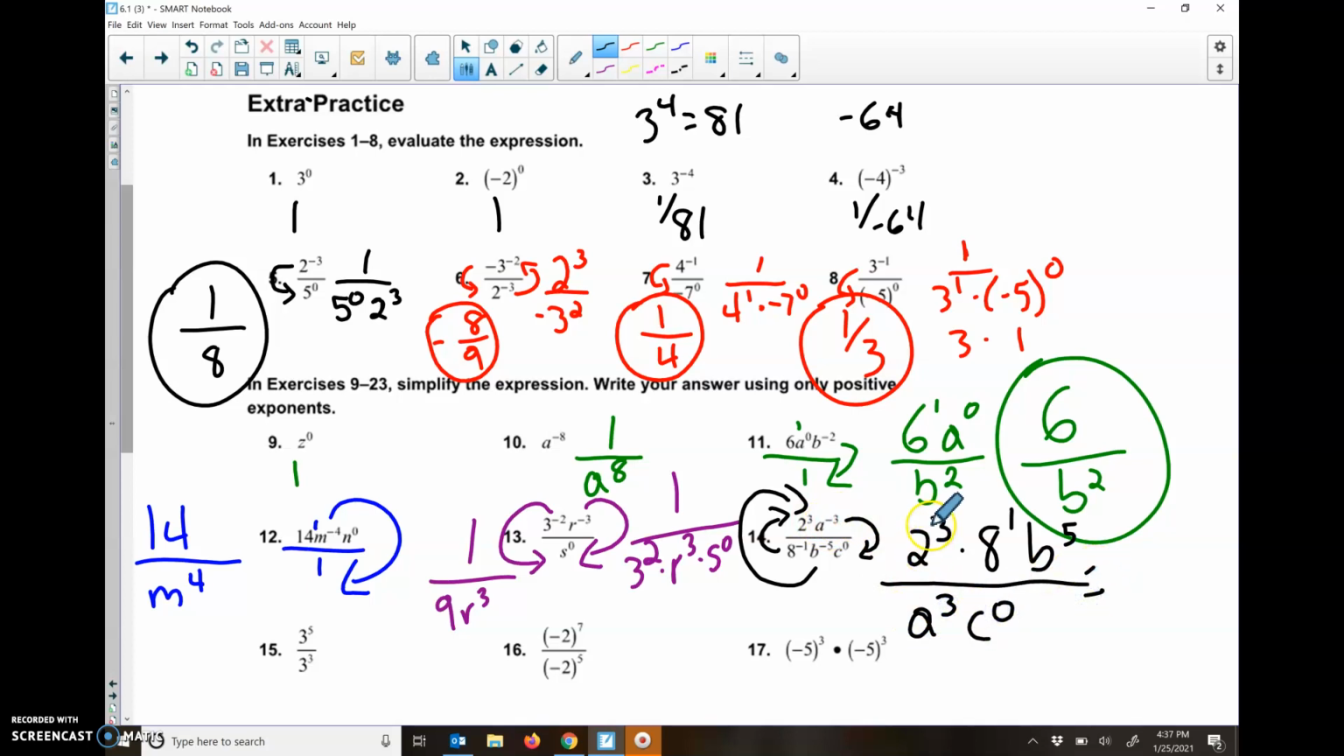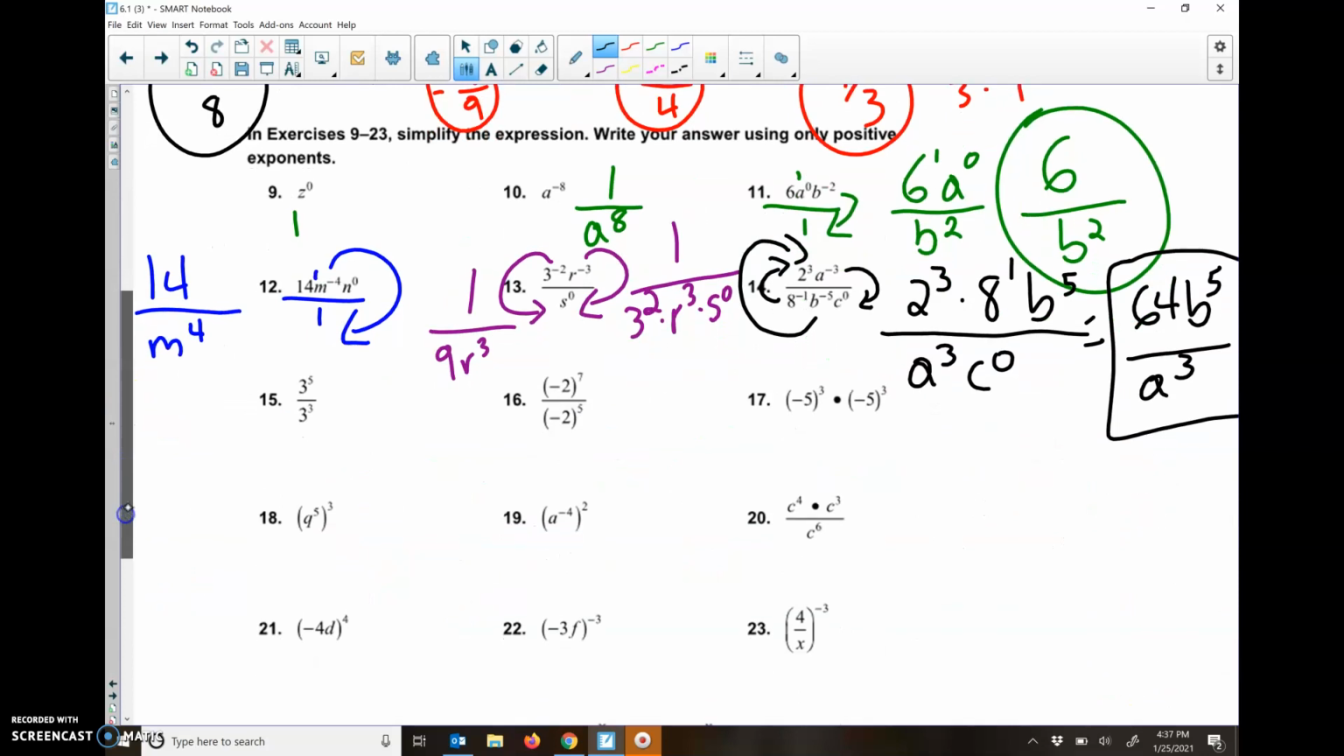So 2 to the third power is 8. 8 to the first power is 8, so 8 times 8 is 64, times b to the fifth power. And then a to the third power, and c to the 0 power just goes away because anything to the 0 power is 1. Okay, I would say those are probably the hardest.